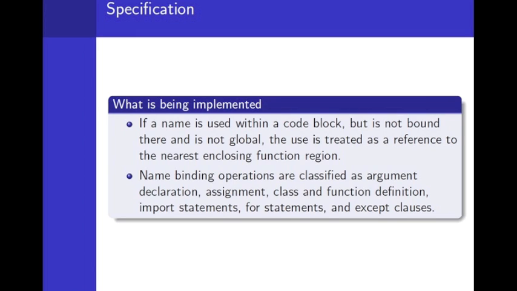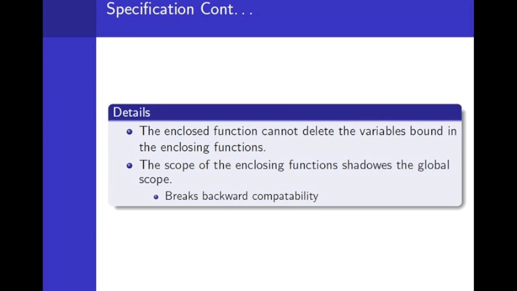So what exactly is being implemented? Essentially, if you reference a name within any code block and it is not bound within that code block, it'll go to the nearest enclosing function region and attempt to resolve the name. Here are some details about the implementation of the PEP. Something interesting to consider is that the enclosing function scope will shadow the global scope whenever name resolutions occur.